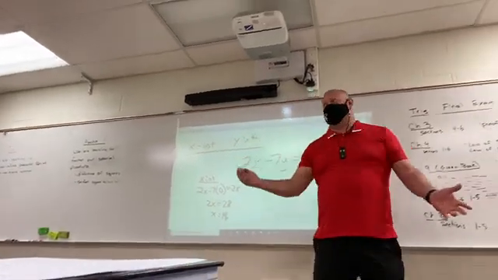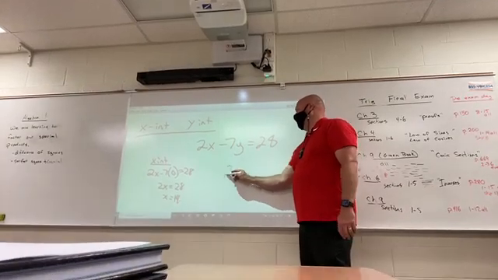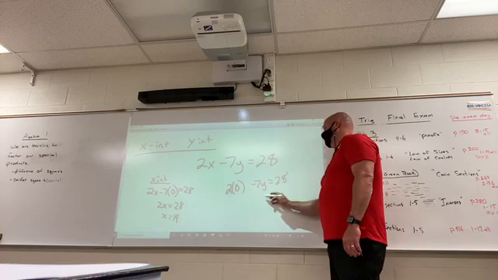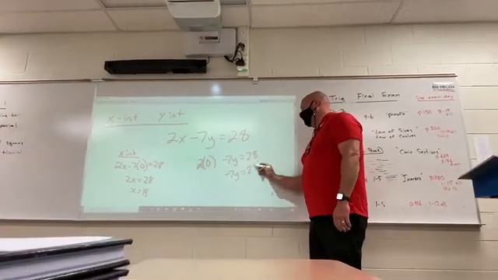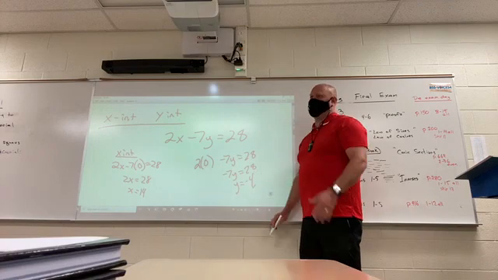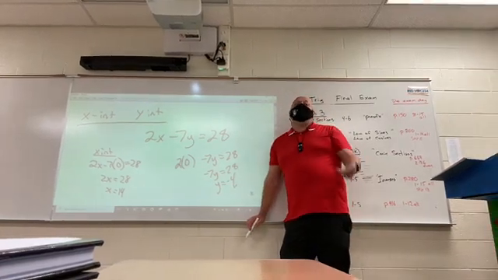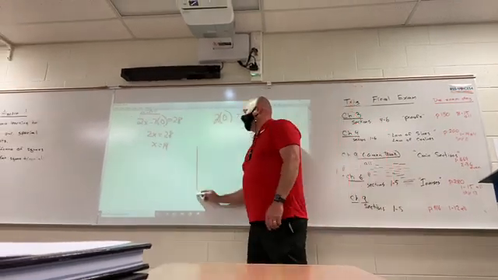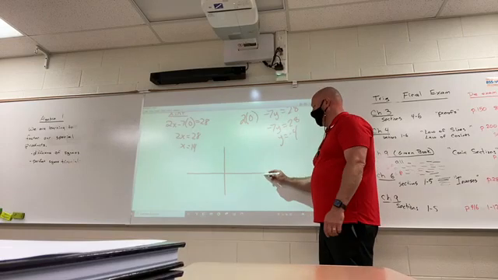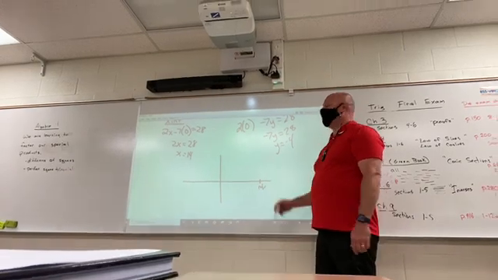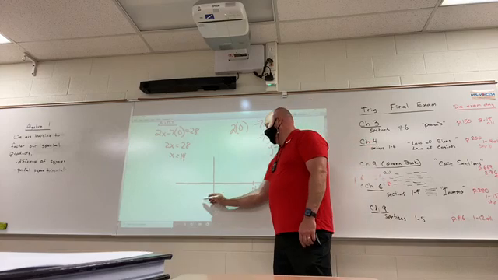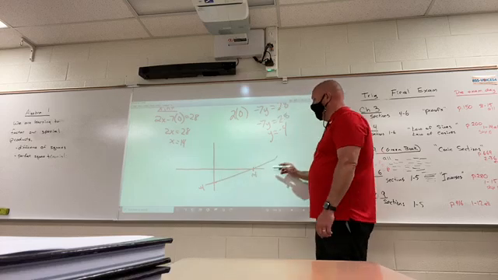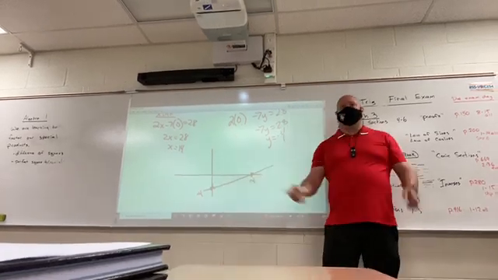How do you find the y-intercept? You make the x 0. So negative 7y equals 28. So y is equal to negative 4. Fair enough? Graphically, where are the x and the y-intercepts? Well, the x-intercept will be on the x-axis. The y-intercept will be on the y-axis. So you'll see something like that. Here's the x-intercept. There's the y-intercept.